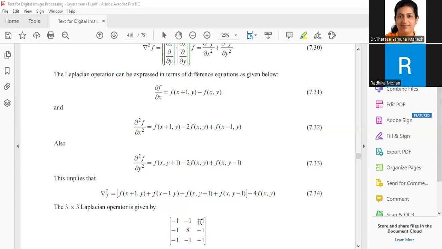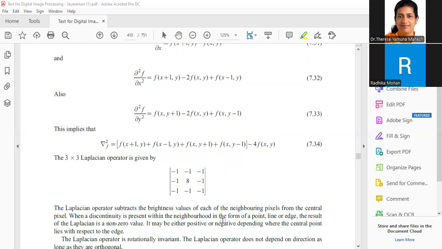So if you reverse the direction and include the diagonal values also, you will get this mask. In this mask we have included the diagonal neighbors also, and the direction is also reversed. Here we are going from x plus 1 to x. Here we are going from x minus 1 to x. That is how the direction is taken, so that is why we get negative signs outside and positive inside. Anyway, the sum of the coefficients should be 1. That's an important criterion.